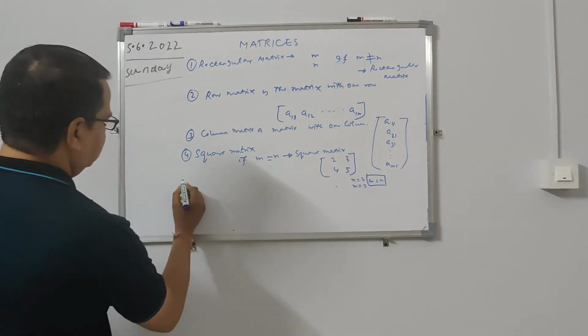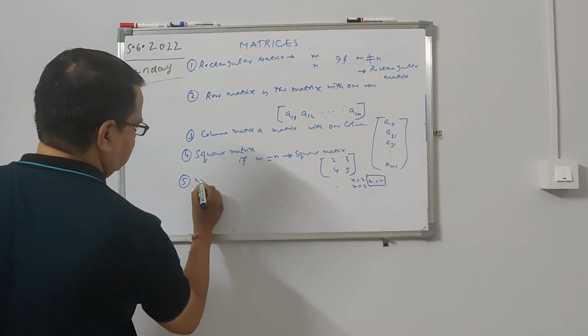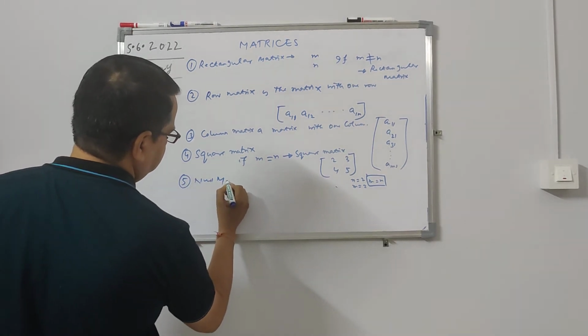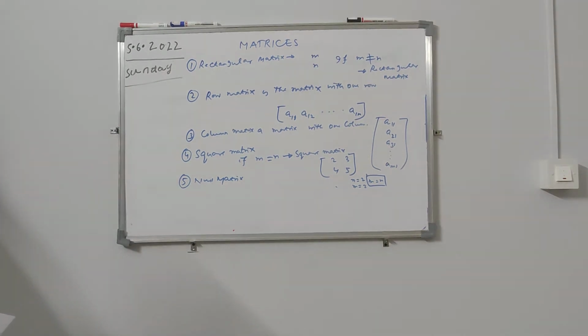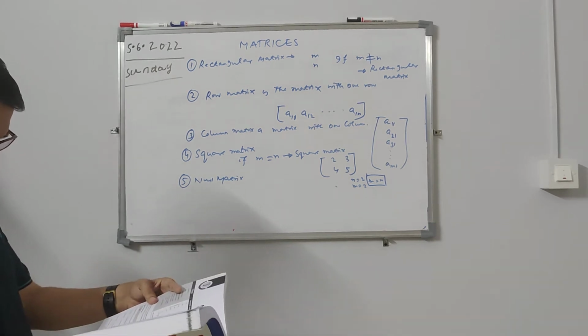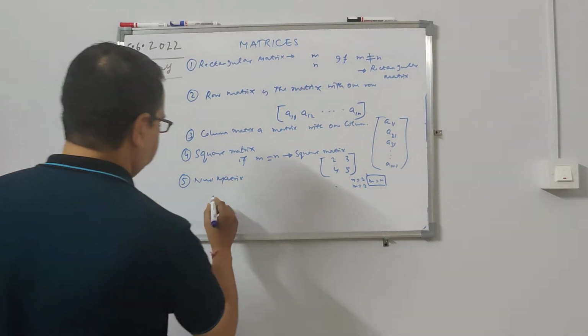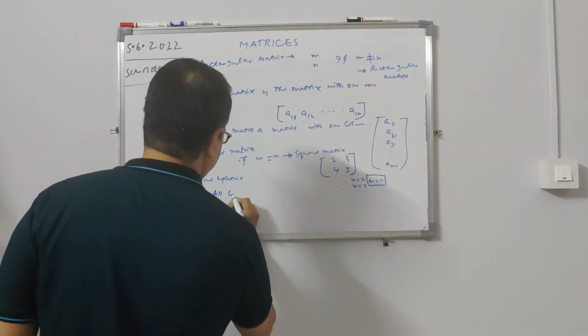Then there is something called a null matrix. A matrix having all elements zero is called a null matrix. Okay. So all elements are zero.